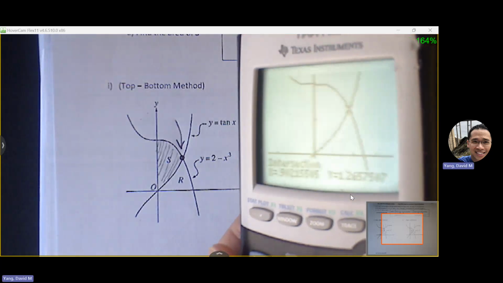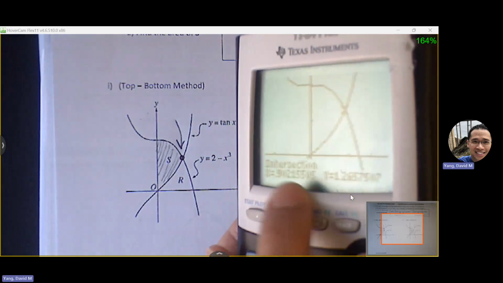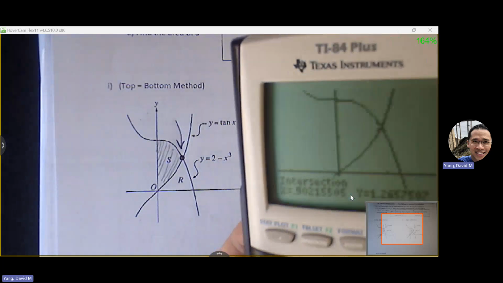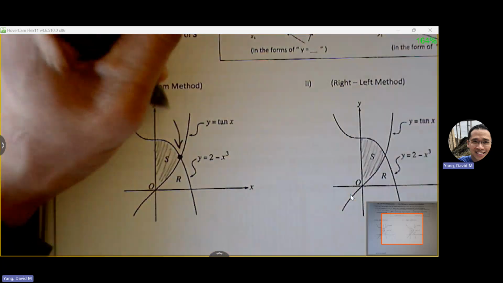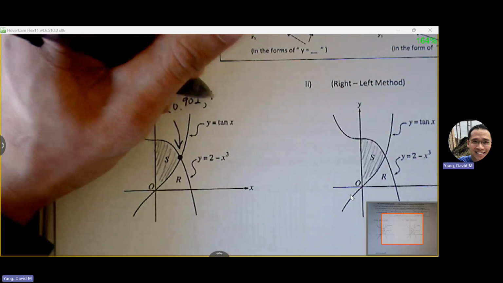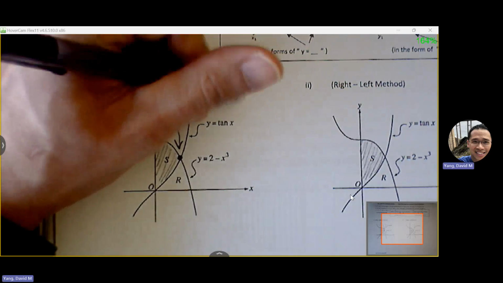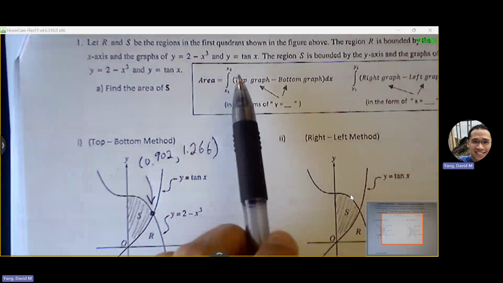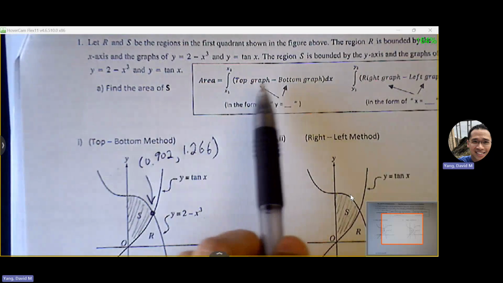And let's write down, I know right now we only need the x value, but let's write down both the x and y values since the y value will come in handy a little bit later. Let's round to 3 decimal places. So 0.902 and 1.266. We're not going to really need that 1.266 right now because if we're doing top minus bottom, everything's in terms of x.